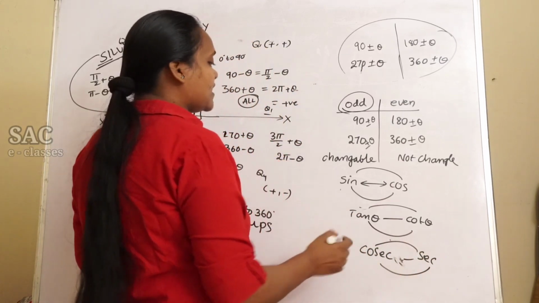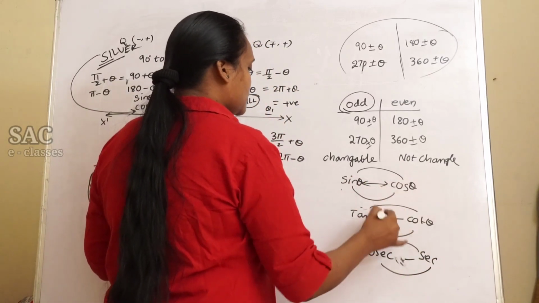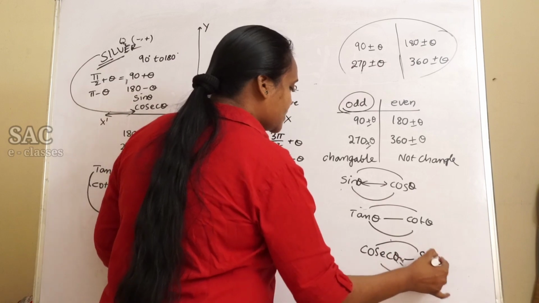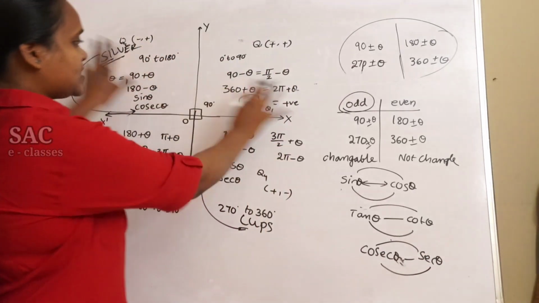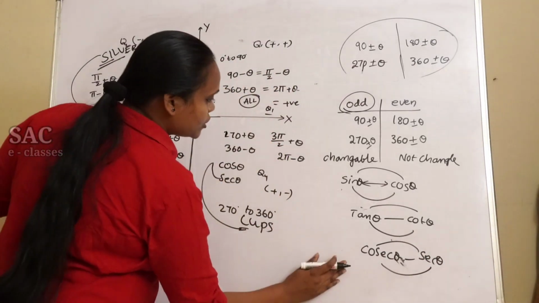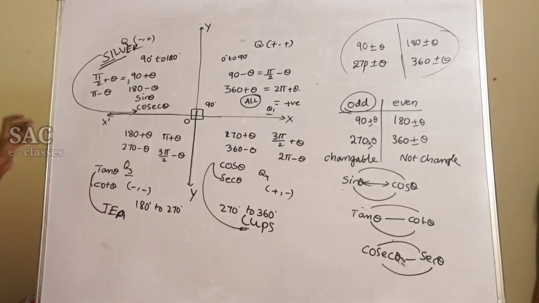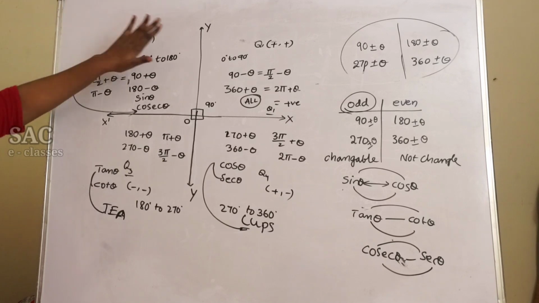And don't think that this is linked with the reciprocal. Reciprocal is different, changeable ratios are different. This is about information about the nature of ratios.